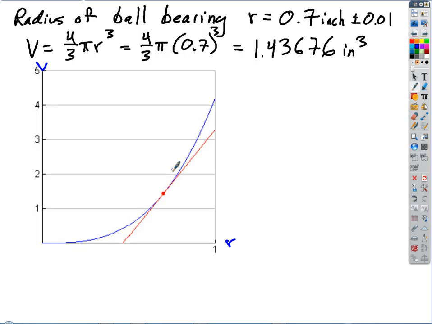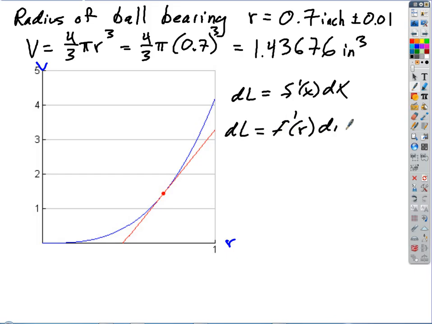So what could I do? Well, we had our formula, right? We said that dl equals f prime of x dx. In this case, really, we have dl equals f prime of r dr, because r is our independent variable, right?